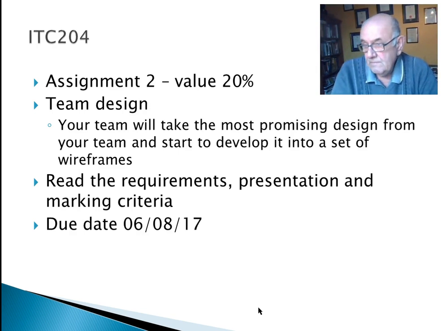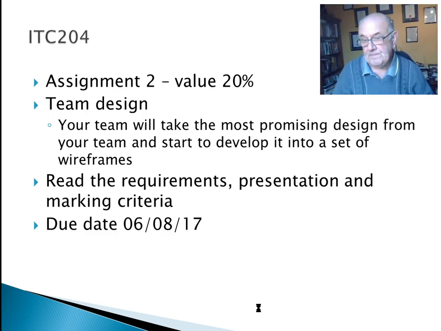Assignment 2 is now worth 20%. This is the first of the team designs. So your team will look at all of your individual designs and say, okay, the most promising design from the team is this one. Now we're going to start to develop it and go on. And what you'll probably find is that you'll have ideas from each of the 3, 4, 5 different designs that you've got to choose from. But one will provide the base, and lots of other ideas will then come into it. And this cooperative work is the best way to produce things. We use it in my workplace all the time, and it's very, very effective. The due date for this, the 6th of August.